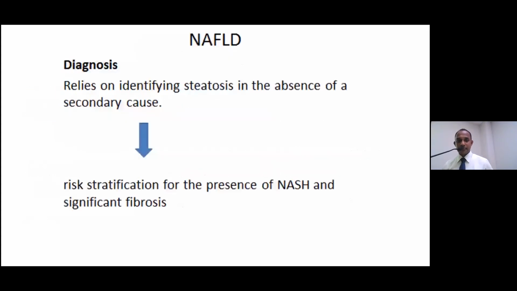So now we have talked about identifying hepatic steatosis or non-alcoholic fatty liver disease. Either we have to do the ultrasound or we have to do relevant serological testing. So as soon as you identify that, as we have already discussed, the next important thing is risk stratification for the presence of NASH and significant fibrosis. How do we do so?